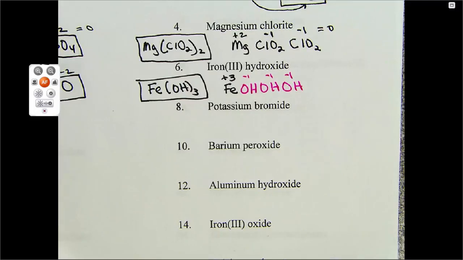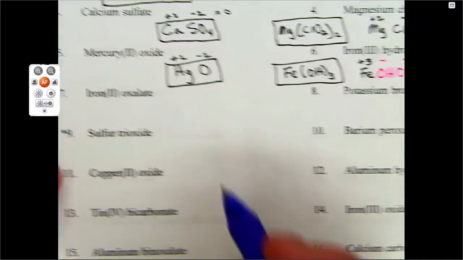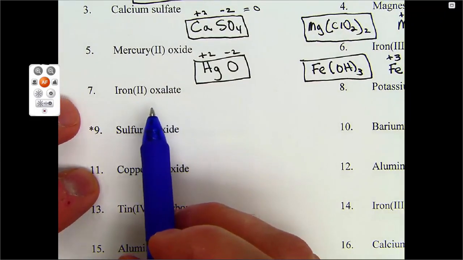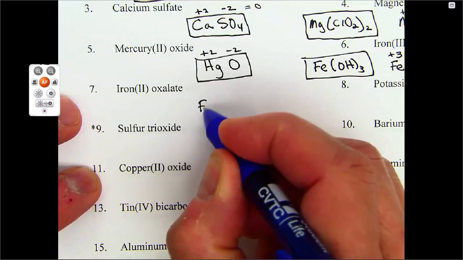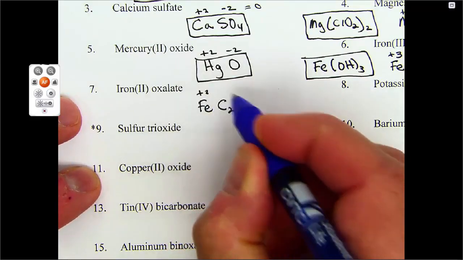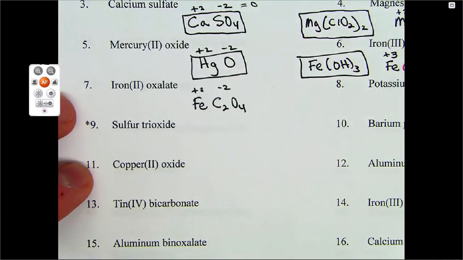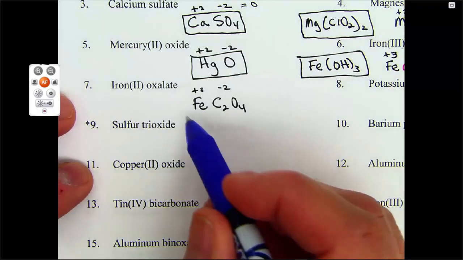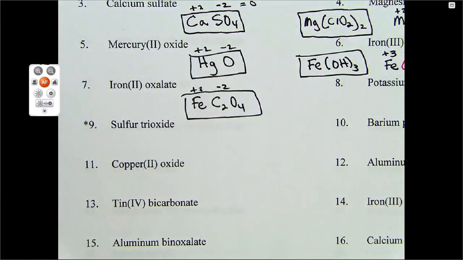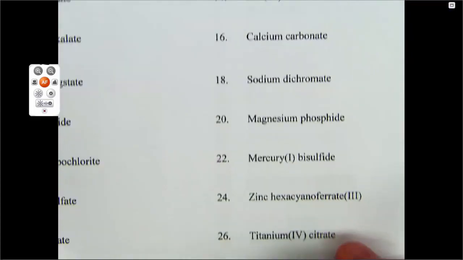So we'll do a few more here, and then I want to point out a few things. So number 7, iron 2 oxalate, Fe plus 2, oxalate C2O4, negative 2. So no parentheses. Okay, let's look at a couple of weird ones. And let's go down to number 22.